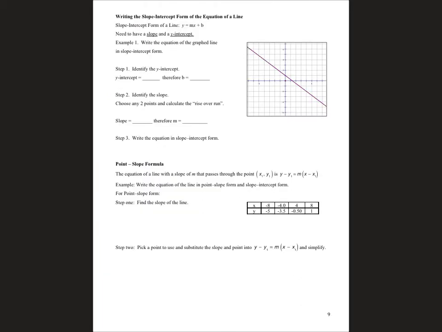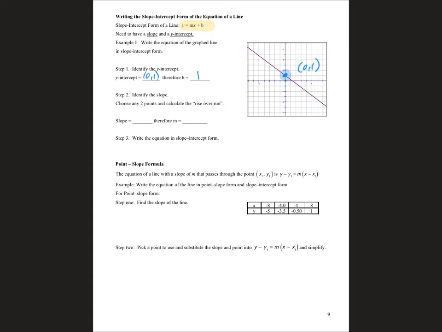Now, what if you want to write the slope-intercept form of the equation of a line? So here we have slope-intercept form of a line. You need a slope, you need a y-intercept. Well, what if I give you a graph? Can you get that information from the graph? Of course you can, especially if the graph is passing through the y-axis. Right there, it's an awfully big point, you have (0, 1). So I can identify the y-intercept. Since the y-intercept is (0, 1), b is 1.